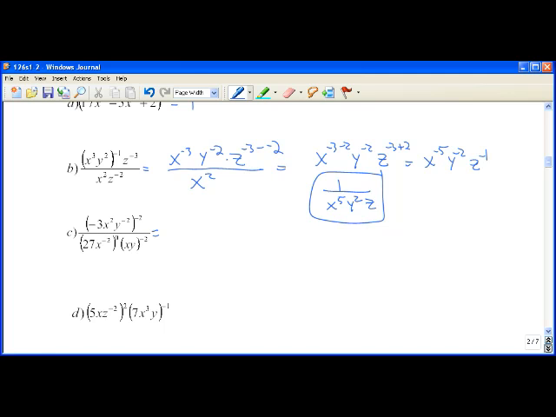For C, we have negative 3 x squared y to the negative 2, all to the negative 2, over 27 x to the negative 2 to the 0 times x y to the negative 2. So that's negative 3 gets the power of negative 2. X has the power of 2, so 2 times negative 2 is negative 4. Y has the power of negative 2, so negative 2 times negative 2 is positive 4. And 27 x to the negative 2 to the 0 is just 1. x y to the negative 2 is x to the negative 2, y to the negative 2.